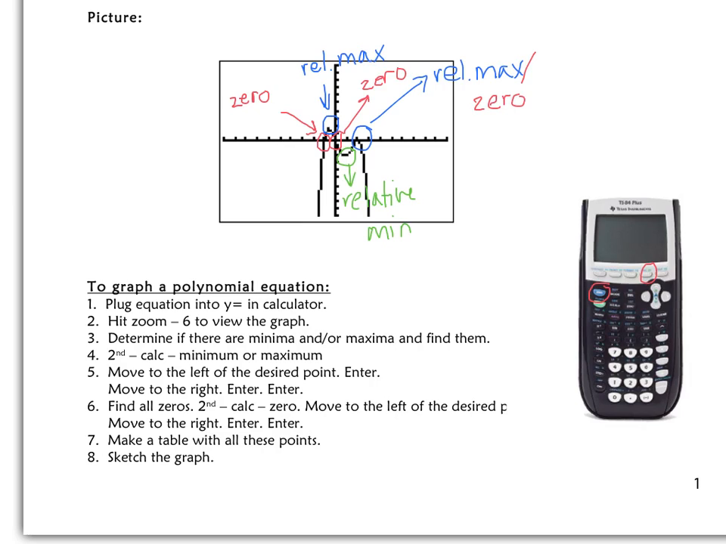What you're going to do then is exactly what we did in Chapter 5 with parabolas. When we found zeros before, it would ask you for a left bound point, a right bound point, and a guess. For max-mins, same thing, except now we just have more of them. In a parabola, we had at most 2 zeros and only 1 max or min. Here we're going to have multiple ones.